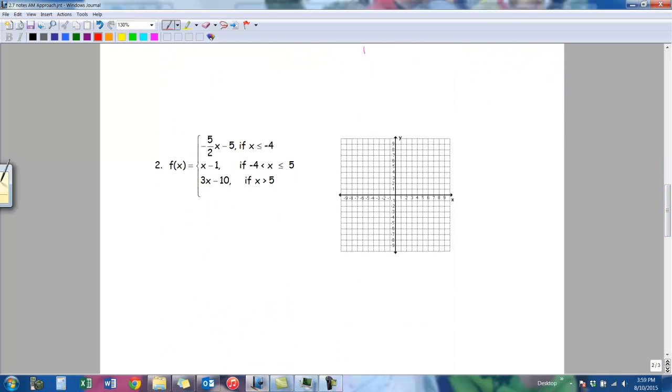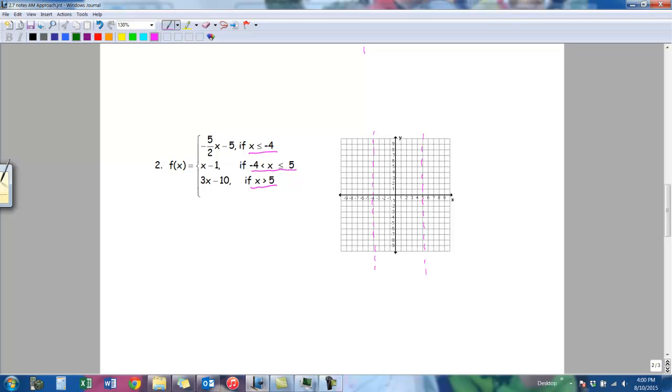Let's try another one. Number 2, how many lines do we have here? We have 3. So what I like to do is remind myself at -4 and 5. I'm going to put vertical lines on x at -4 and at 5. Again, this shows me where these lines are going to occur. There's going to be one line in this area, one between these two vertical lines, and one on this side.